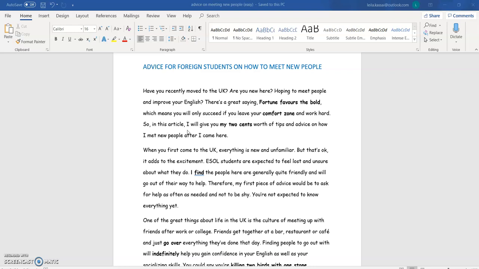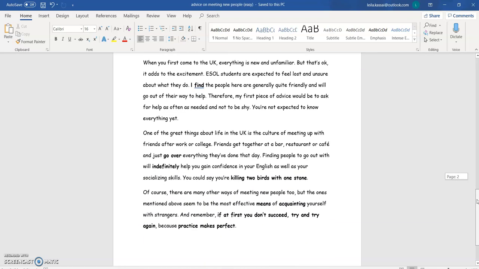So in this article, I will give you my 2 cents worth of tips and advice. My 2 cents worth of tips and advice, it means I'm thinking my advice is very little, it's very small, it's very insignificant. It's only worth 2 cents, but still I want to share it with you. On how I met new people after I came here. So you can tell from this part that the person who's writing this article is themselves a foreign student. Now, I wrote this, but I am pretending like I'm a foreign student.